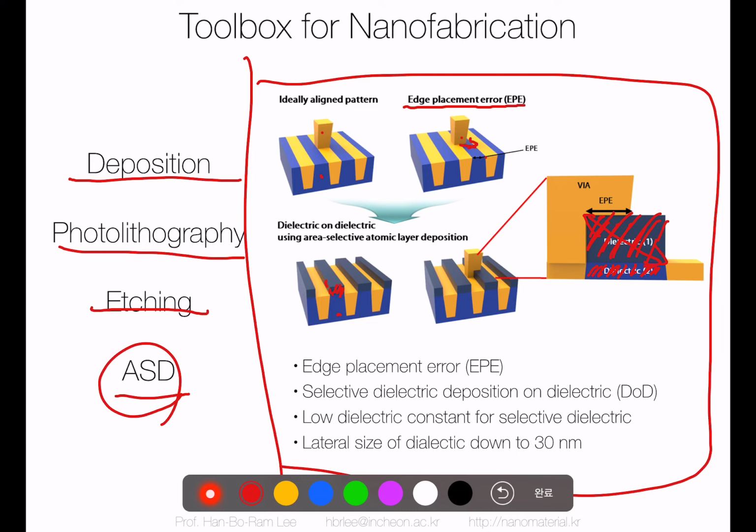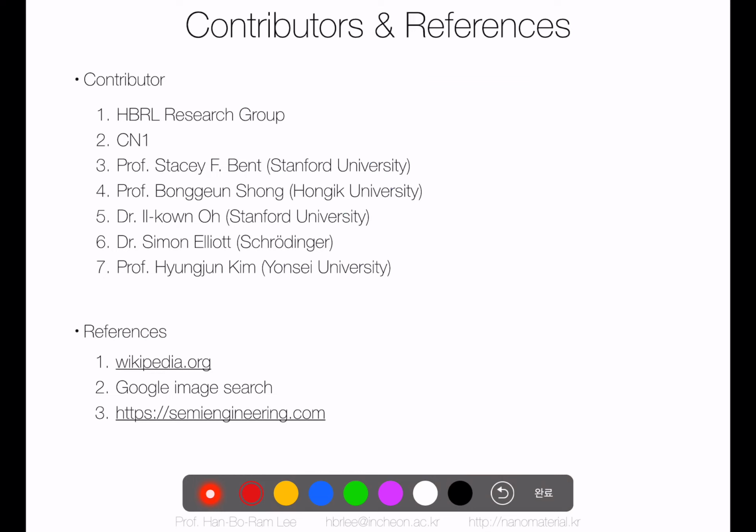But area-selective ALD can be used for a lot of applications, because it can be used like a toolbox, and etching can be used for a lot of things in the current modern nanofabrication process. ASD will be used for that. Okay, so this is the contributors and the references.